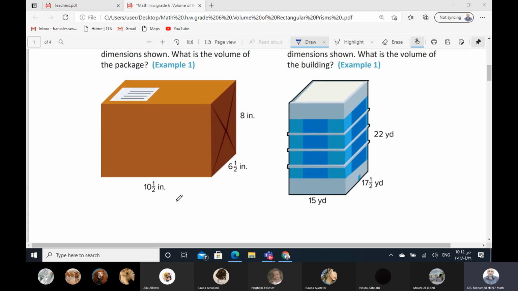As you see here, we have the length 10 and 1 over 2 inch, and this is the width 6 and 1 over 2 inch, and here we have the height 8 inch. So start from the formula. V equal length times width times height.